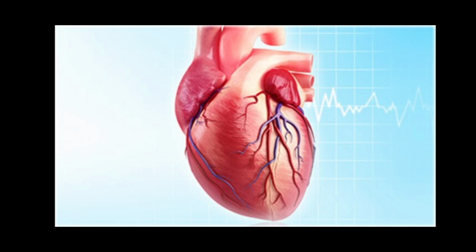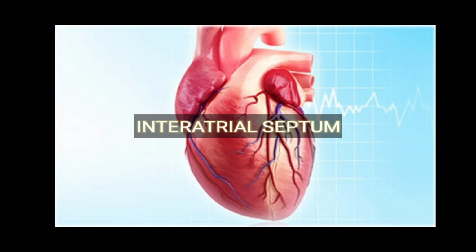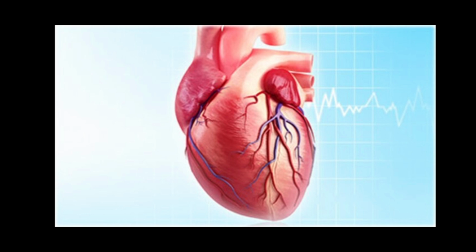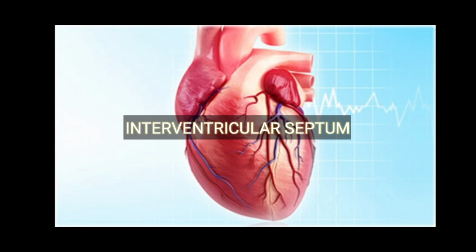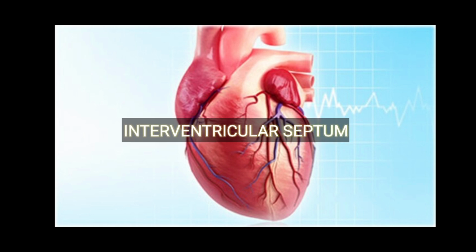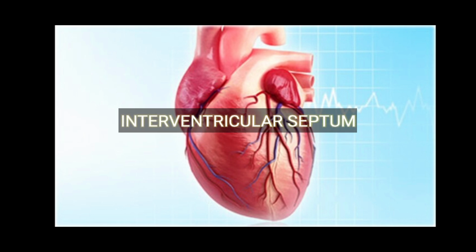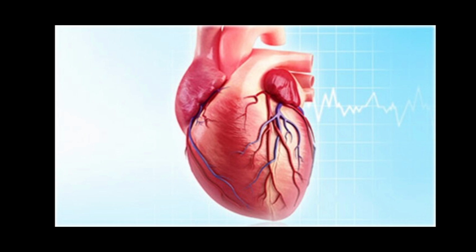There are two partitions separating the right and left sides of the heart. The partition that separates the right and left atria is called the interatrial septum. The partition that separates the right and left ventricles is called the interventricular septum. Each septum consists mostly of myocardium.